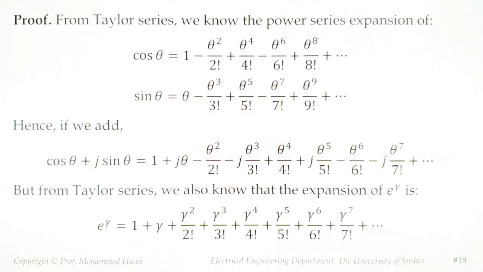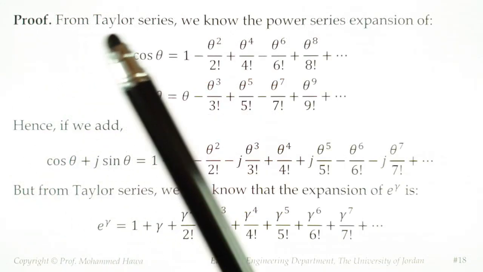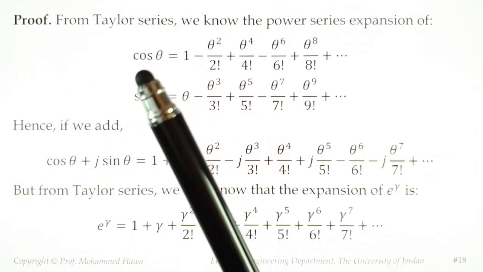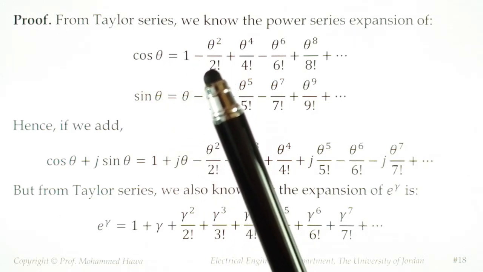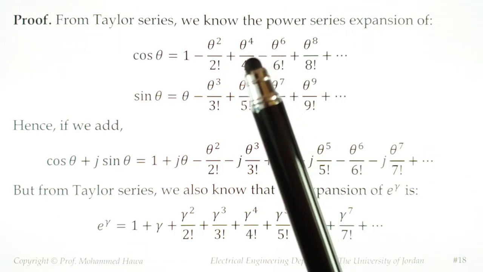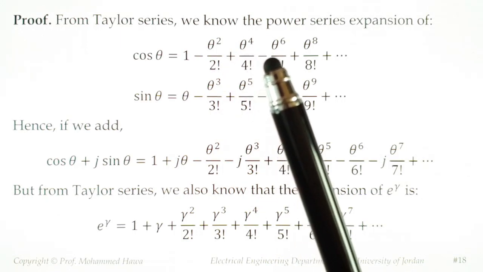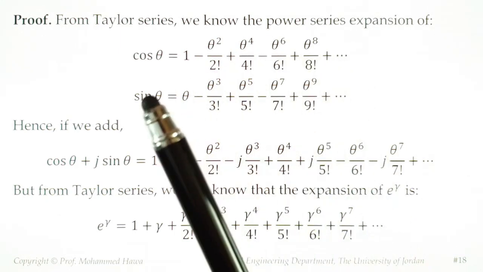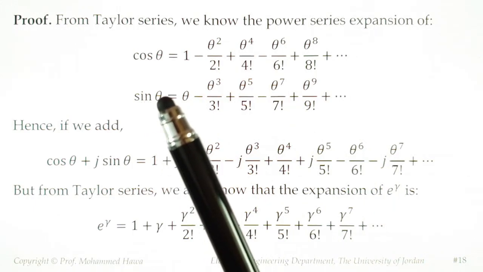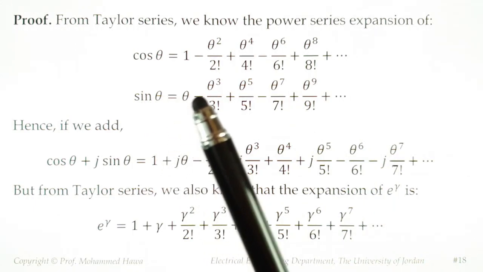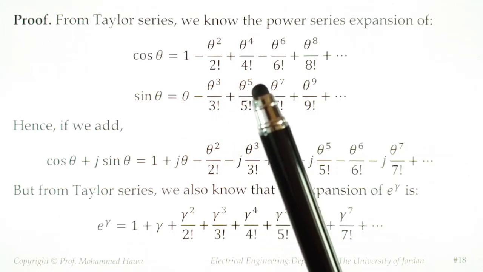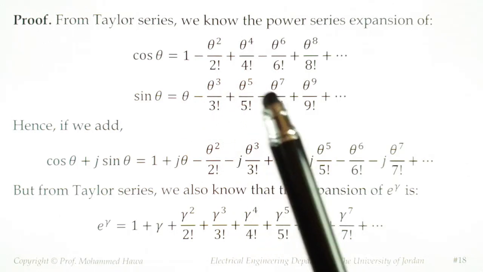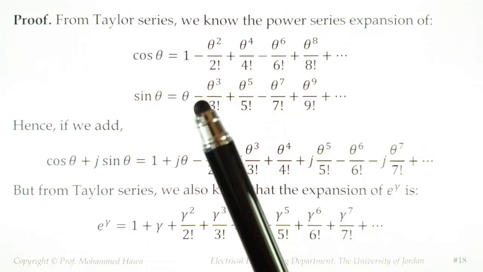I'm going to show you the proof very quickly. Start from Taylor series. Try to expand cosine theta. What you're going to get is 1 minus theta square over 2 factorial plus theta to the power 4 over 4 factorial minus and so on. On the other hand, if you try to expand sine theta using Taylor series, you're going to get theta minus theta to the power 3 over 3 factorial plus theta to the power 5 over 5 factorial and so on. Notice here you get even, here you get odd.